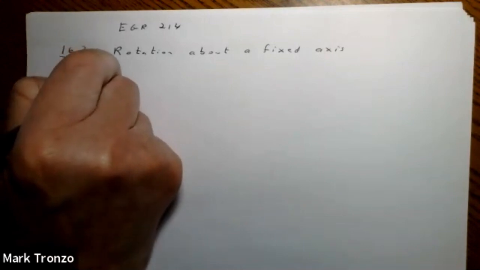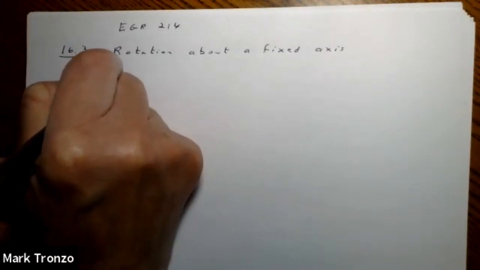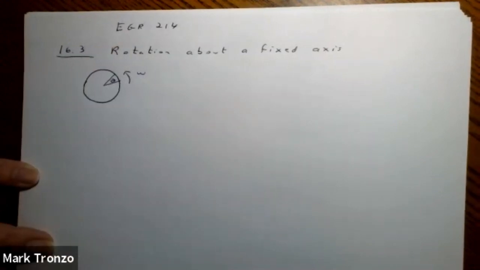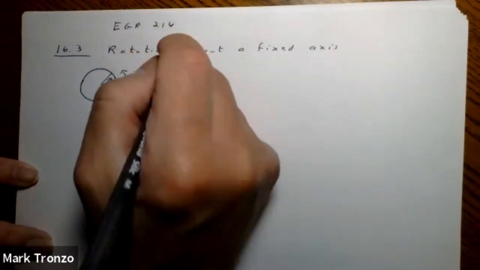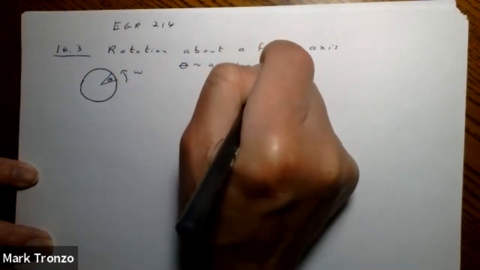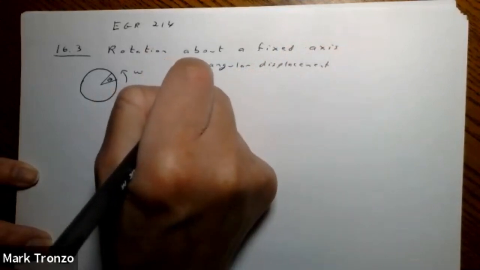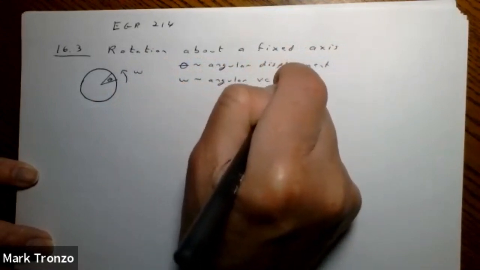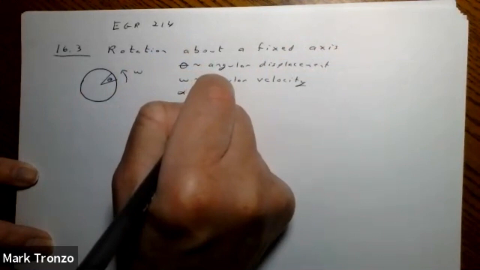So, we might have something, like some kind of a disk, say, moving, say, clockwise or maybe counterclockwise with something like this. And say theta would be the angular displacement. And omega is the angular velocity. And alpha is the angular acceleration.